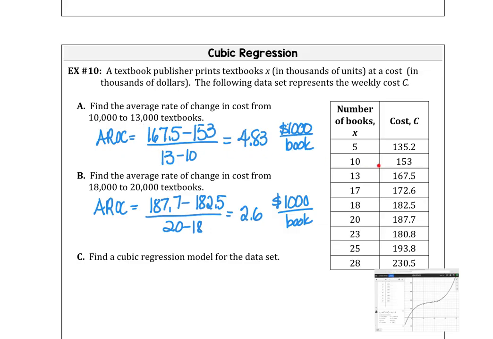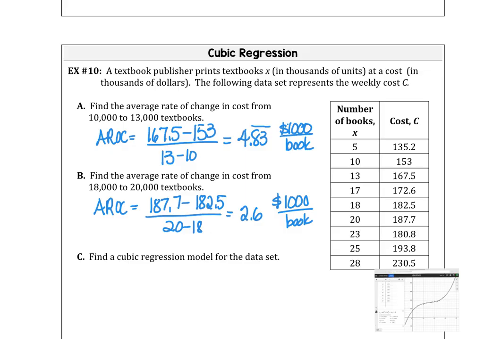I've already worked that out. 13,000 is 167 and a half, and 10,000 is 153. So the rate of change between 10 and 13,000 is 4.83 repeating, in thousands of dollars per thousand books. And the average rate between 18,000 and 20,000 is 2.6 in thousands of dollars per thousand books.